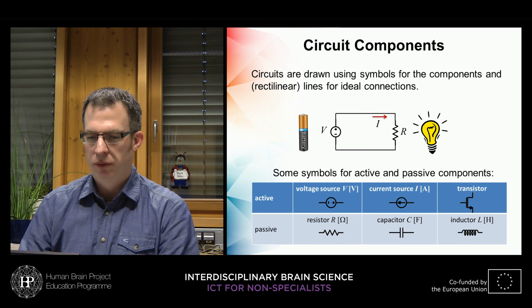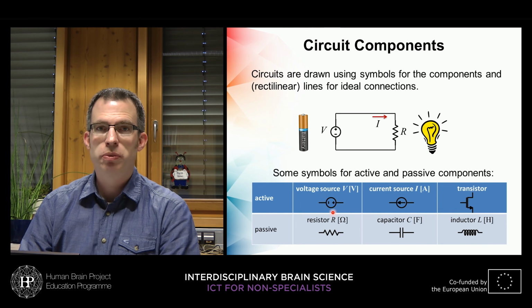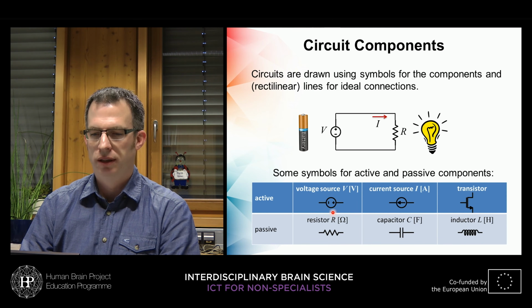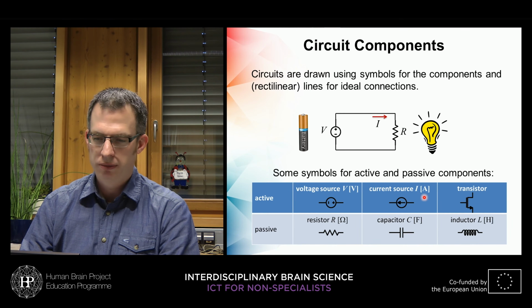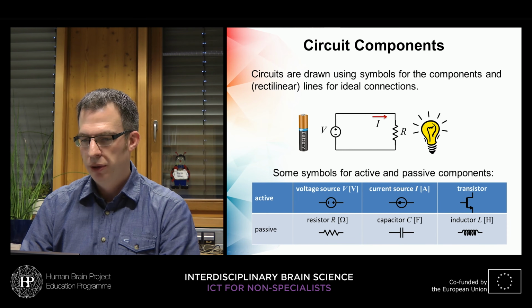So we have voltage sources that supply a voltage, which has the unit volts down here. We have current sources with the arrow in this circle. The name for the current is I and the unit is ampere. We are using an A here. We can have another active component, that's the transistor. We will treat this one later on.